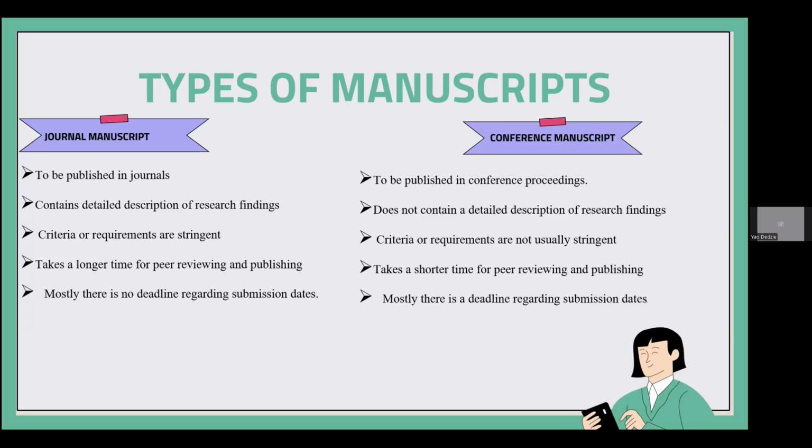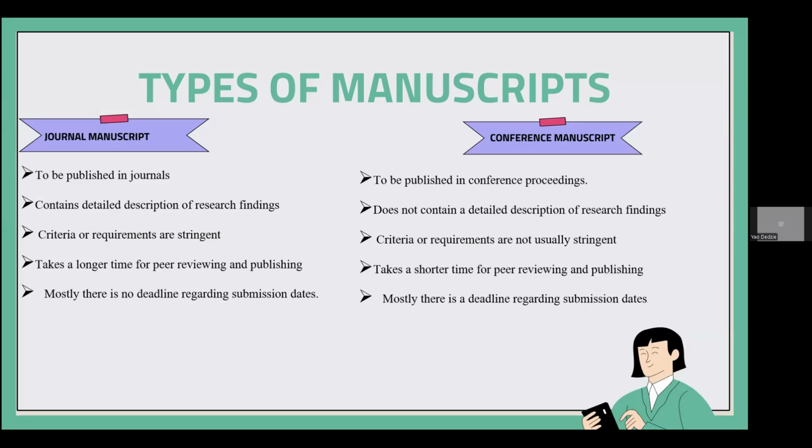The journal manuscript contains more details. You have to give a detailed description of your research findings, from the introduction to your methodology, to your results and analysis, and then your conclusion. The requirements for a journal manuscript are also more stringent. That is, we are required to do more when putting together our manuscript for journal publication, unlike that of conference proceedings.